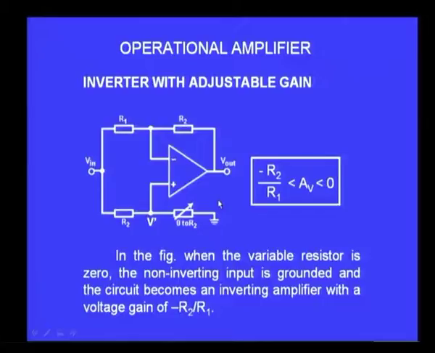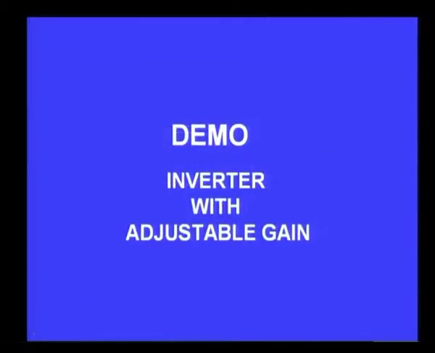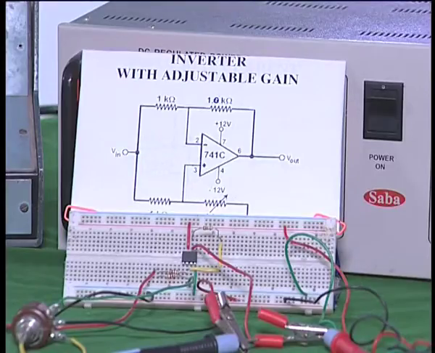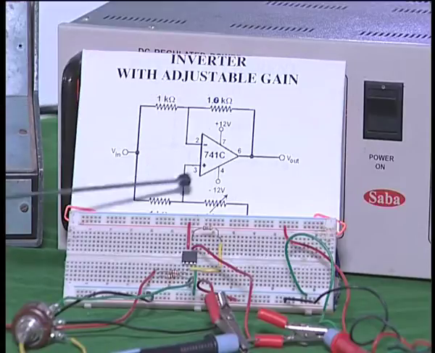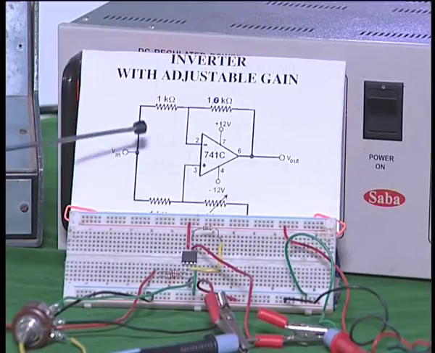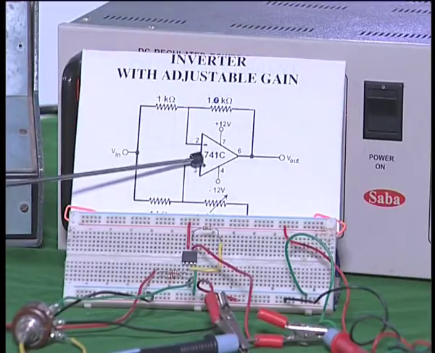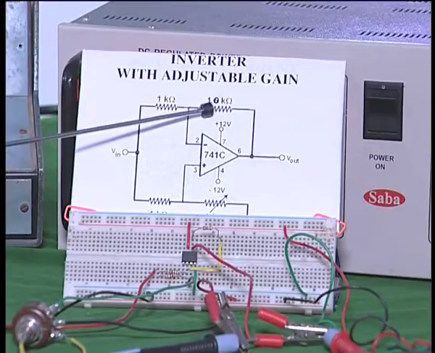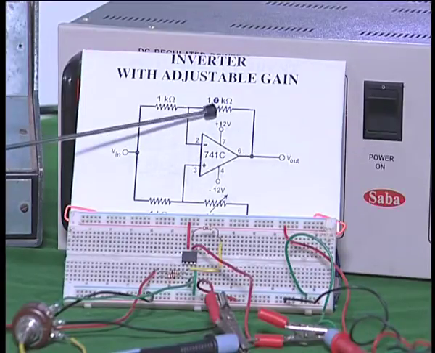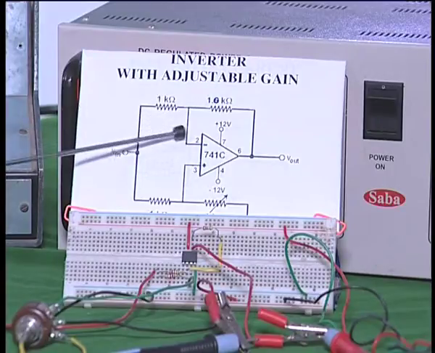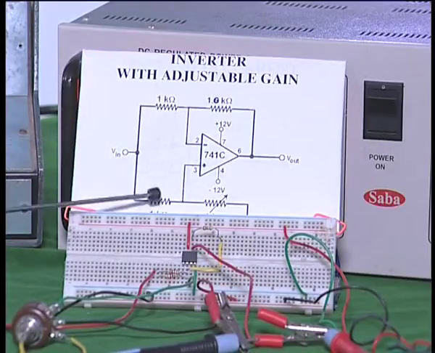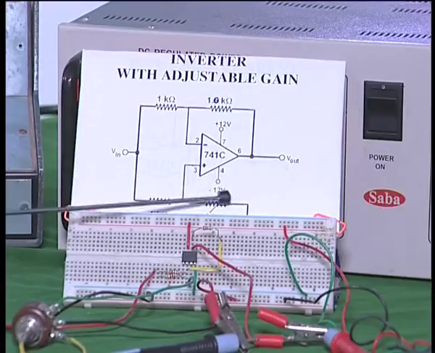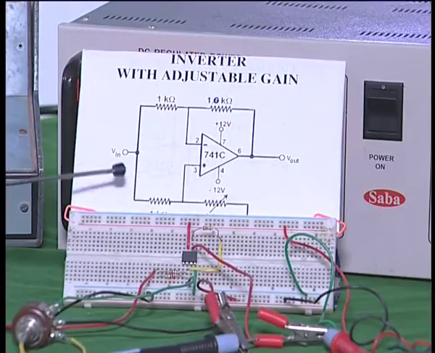I will show you a demonstration of this circuit also. Now, I want you to observe the circuit here. It is the same as the one I showed you just a few minutes ago. You have an operational amplifier 741 and you have a 1K resistor here, here also 1K, and this is also 1K. So, both are equal, and I also have a variable resistor, a potentiometer, here.